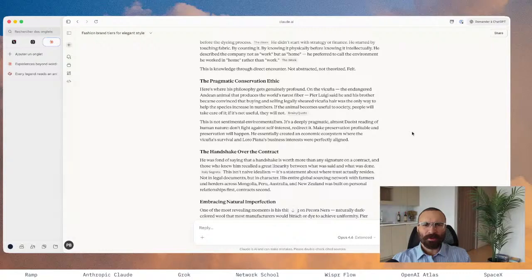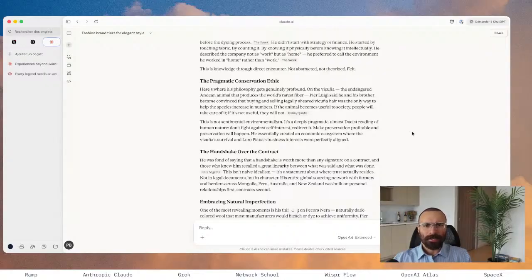The pragmatic conservation ethic gets genuinely profound. On the Vicuña, the endangered Andean animal that produces the world's rarest fiber, Pierre Luigi said he and his brother became convinced that buying and selling legally sheared Vicuña hair was the only way to help the species increase in numbers. If the animal becomes useful to society, people will take care of it. If it's not useful, they will not.